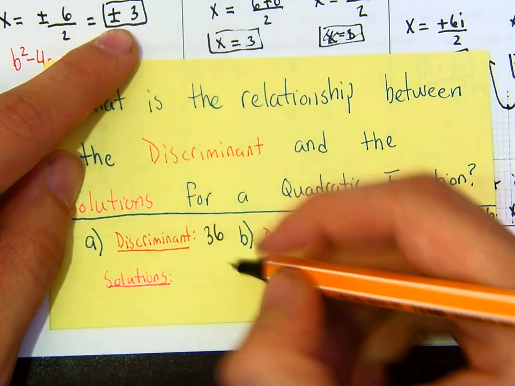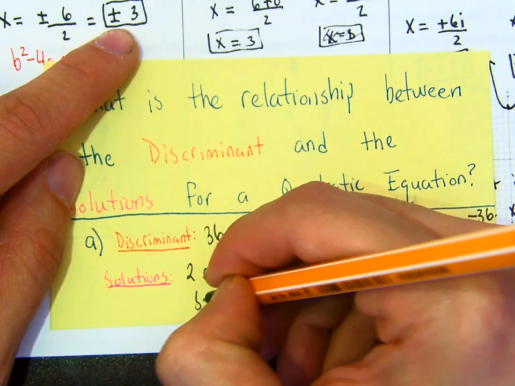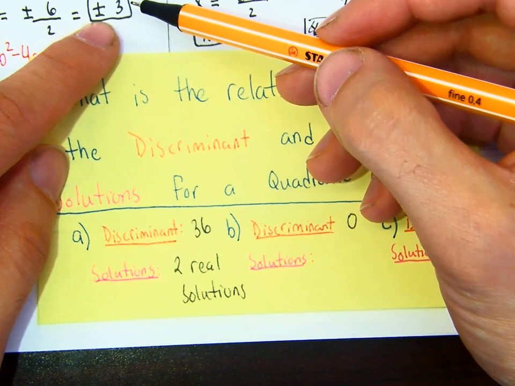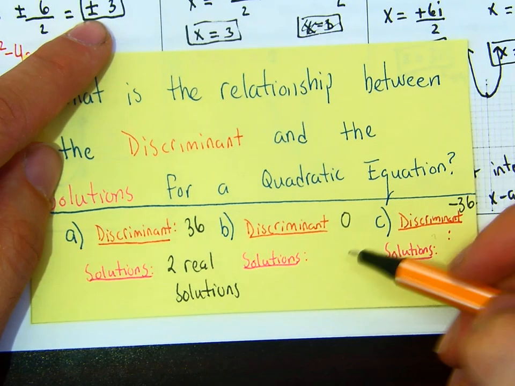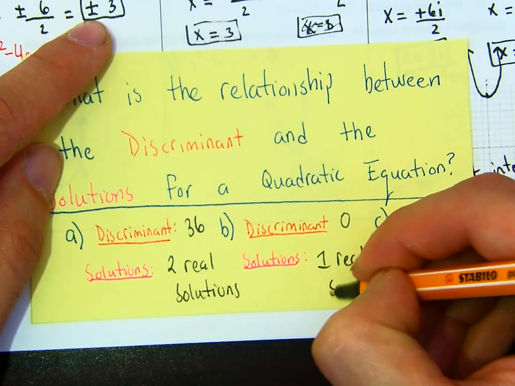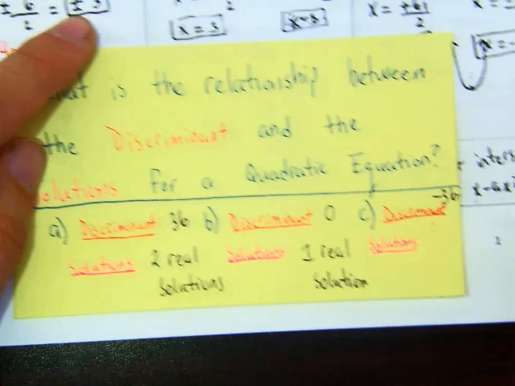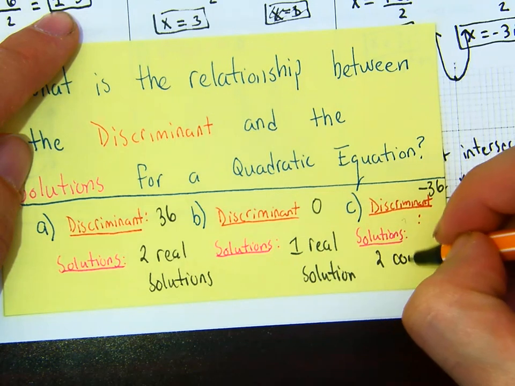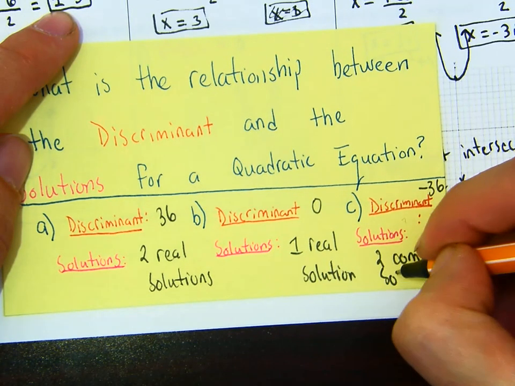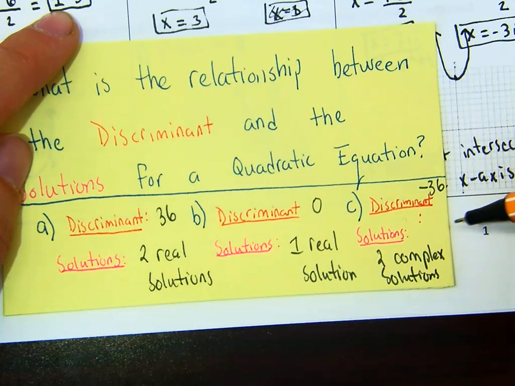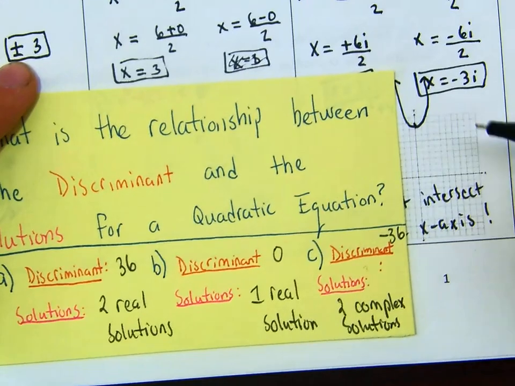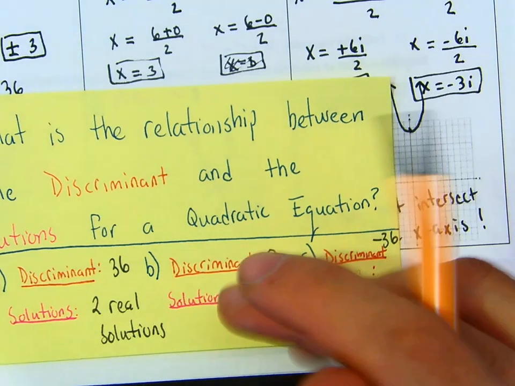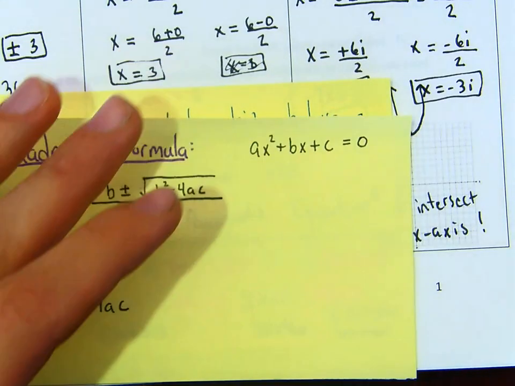We got 2 real solutions. These are real numbers, positive and negative 3. When the discriminant was 0, we had 1 real solution. And when we had negative 36, we had 2 complex solutions. What this means is that you have 2 complex answers because we had plus and minus 3i. And this is what I wanted you to have for today, and then we're done.